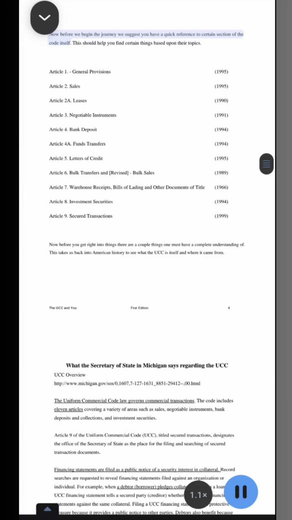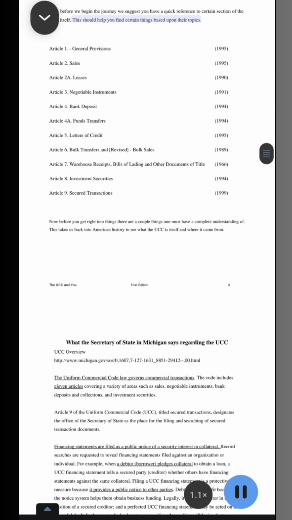Now before we begin the journey we suggest you have a quick reference to certain sections of the code itself. This should help you find certain things based upon their topics. Article 1, General Provisions, 1995. Article 2, Sales, 1995. Article 2A, Leases, 1990. Article 3, Negotiable Instruments, 1991. Article 4, Bank Deposit, 1994. Article 4A, Funds Transfers, 1994.